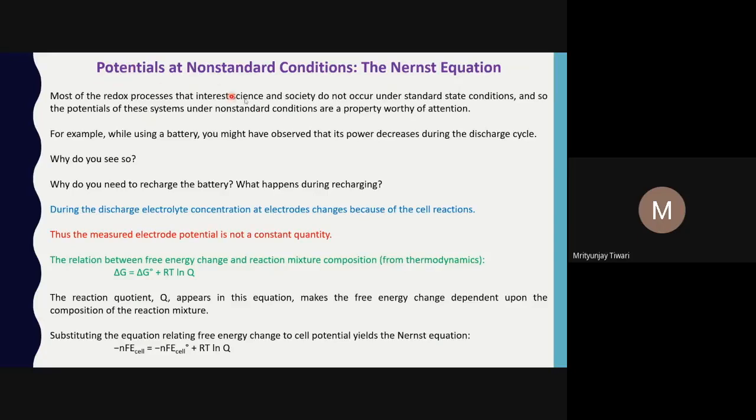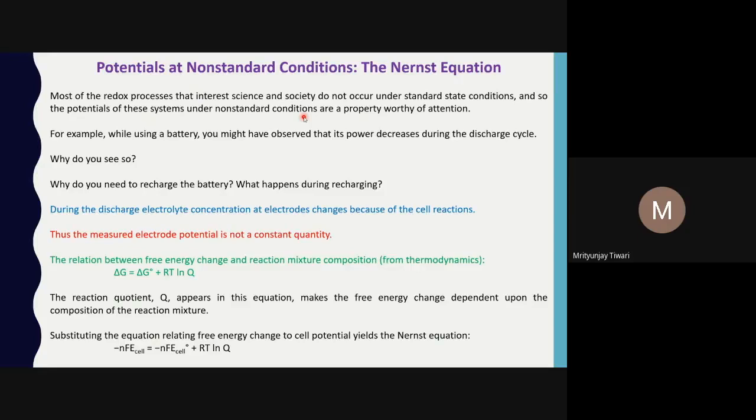Now let us look at this. What we have seen is the potential at the standard condition. But when we draw energy from the cell, we see that the concentration is changing with time. The electrode concentrations at the different electrodes will be changing.